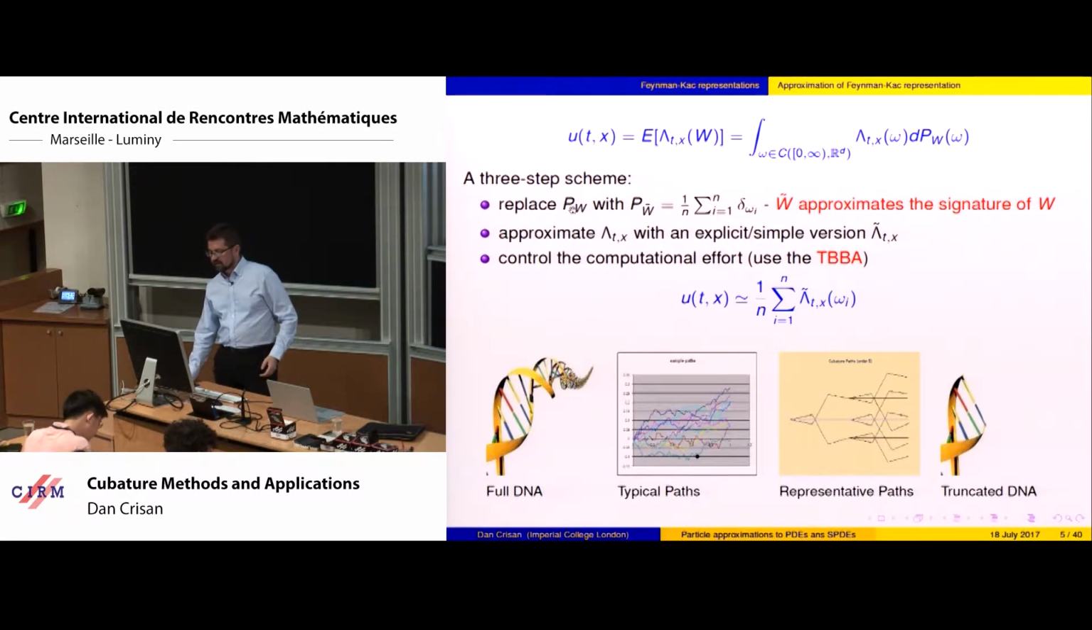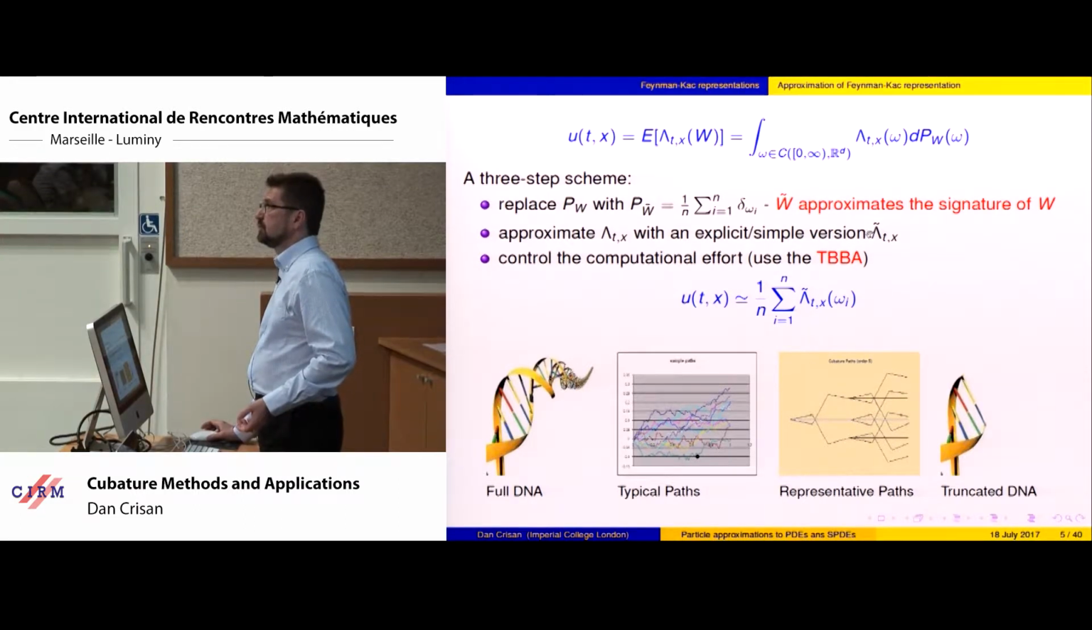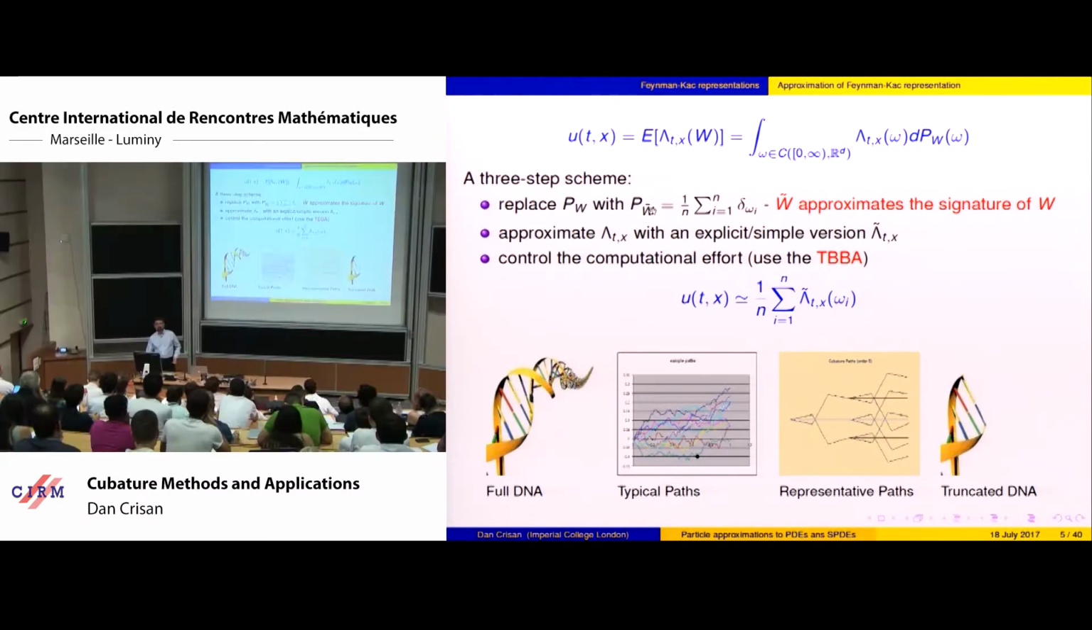So step one: replace the Wiener measure with another measure which is going to be discrete. This is a measure on the space of paths, so we're going to deal with a collection of paths. This measure will correspond to another process, which I'll call W tilde, and this process W tilde will approximate in some way the Wiener process, the Brownian motion. The next step is to replace the functional with a simpler version that you will be able to integrate with respect to this simplified Wiener measure.